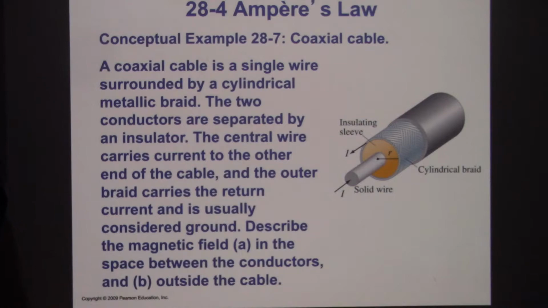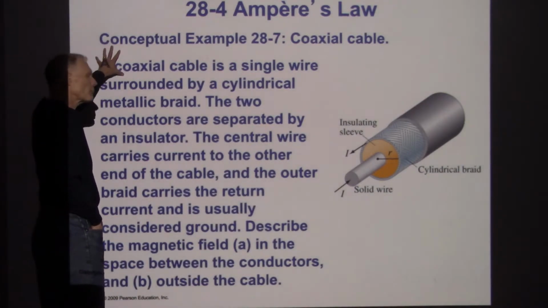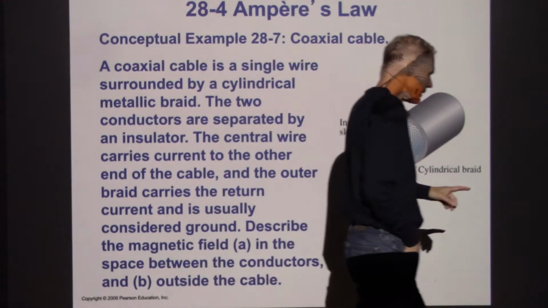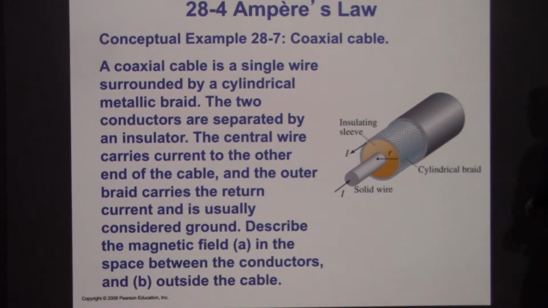Okay, let's try another example with Ampere's law. This one's just conceptual. We're not going to be putting a bunch of numbers in. But it says, look, here is a way that we could run current out to a device and back. We could have two conductors, and we could avoid outside magnetic field.